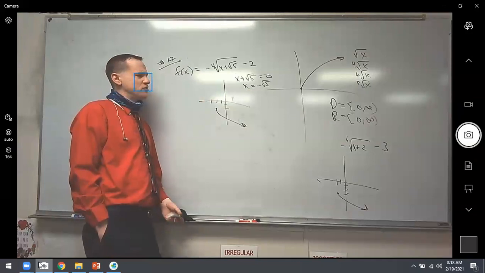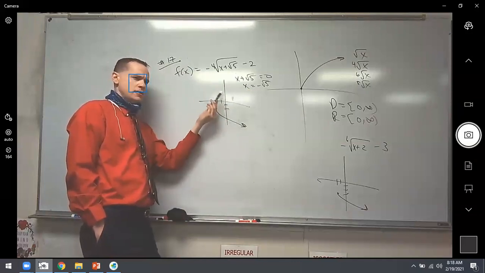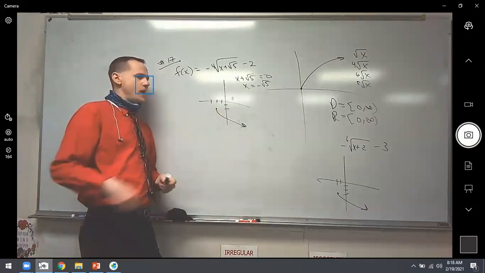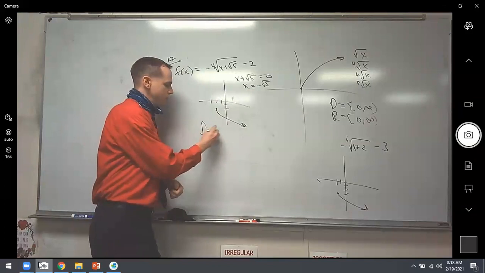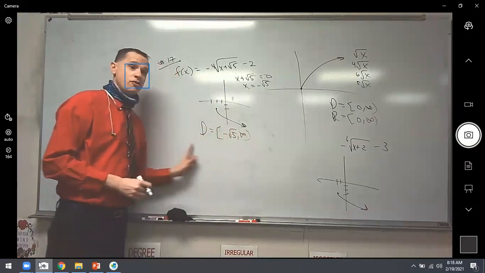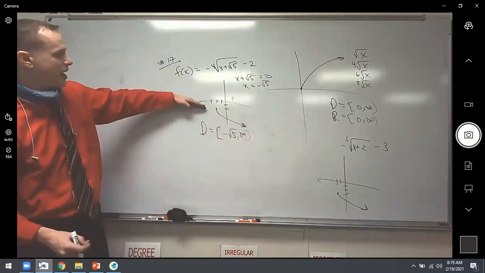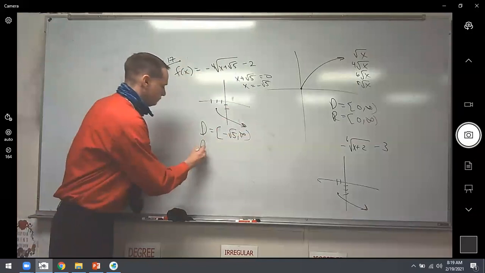So domain and range to finish it up. Any questions over the logic on any of this? It's okay if you got questions. All right. Domain is therefore from negative square root of 5 to infinity, correct? Exists all the way from negative square root of 5 to infinity. And the range is from negative infinity up to -2.